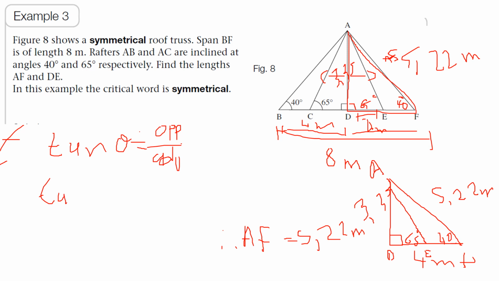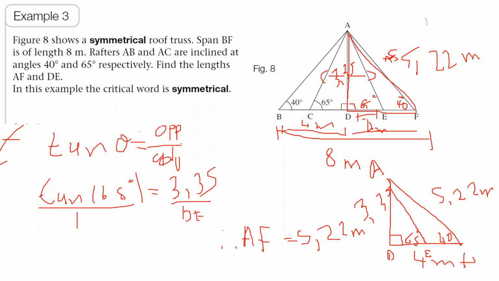What is the angle? The angle is given as 65. So it's 65 degrees. And then the opposite side is going to be what? It's going to be 3.35. So remember, this side is opposite to the angle. So what will be the adjacent side? It's going to be DE. So you just divide by DE. So now this one, remember, is over 1.